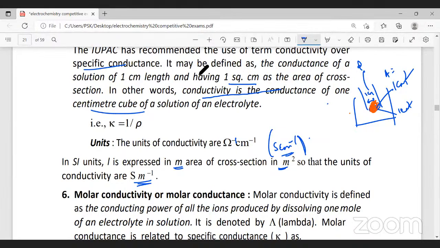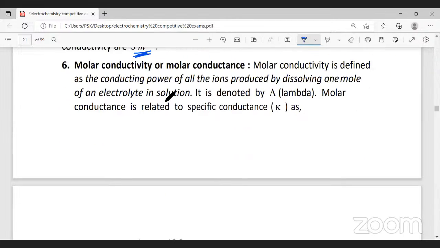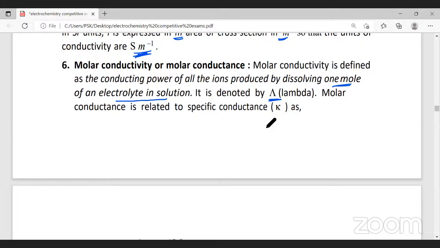Molar conductivity or molar conductance. The next: molar conductivity is defined as the conducting power of all the ions produced by dissolving 1 mole of an electrolyte in a solution. It is represented by capital lambda. This is lambda. Molar conductance is related to specific conductance as follows.